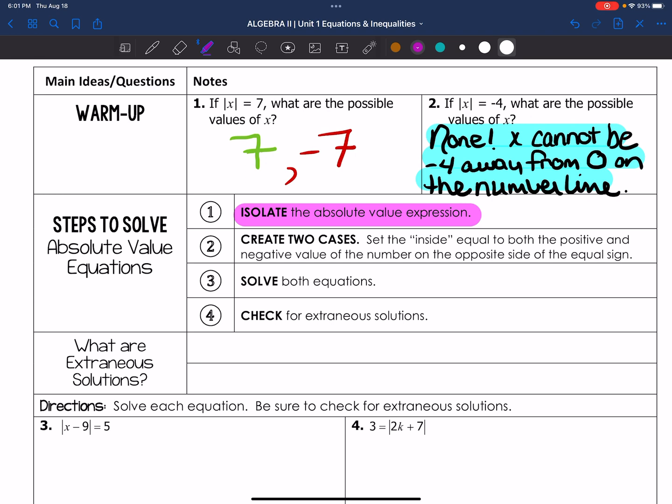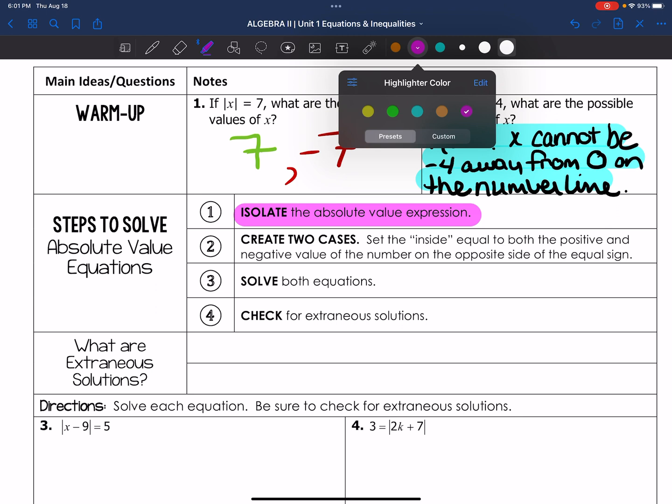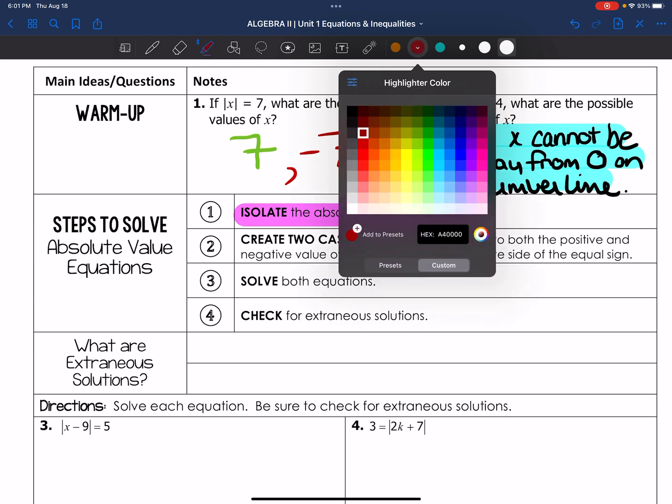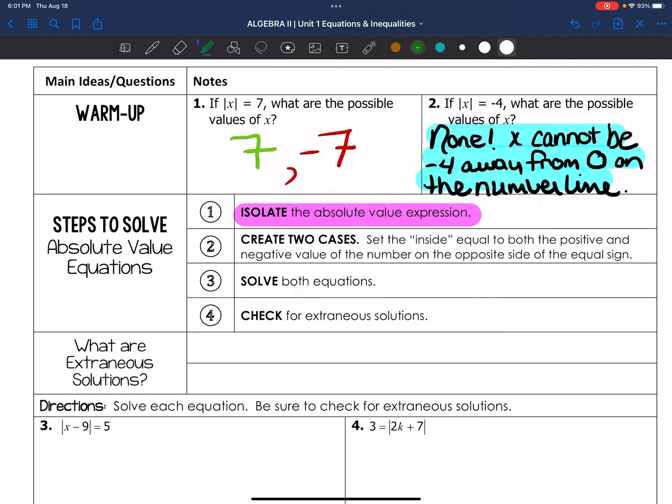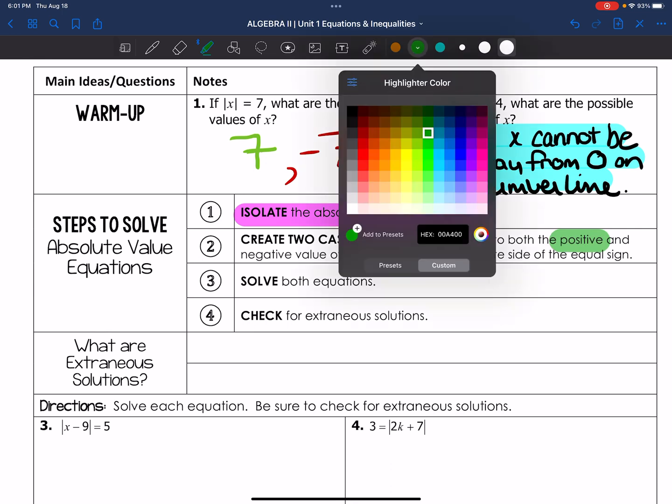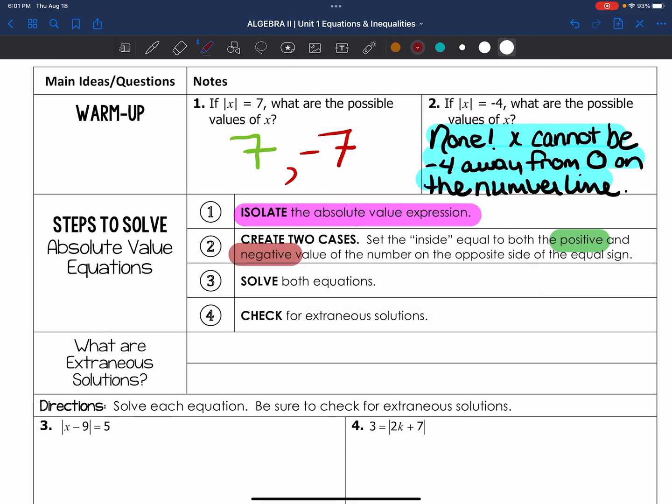Then you need to create your two cases. You need to set your inside equation equal to both the positive and the negative value of the number on the opposite side, just like we witnessed here at the start. Then we'll solve both of our equations and check for our extraneous solutions.